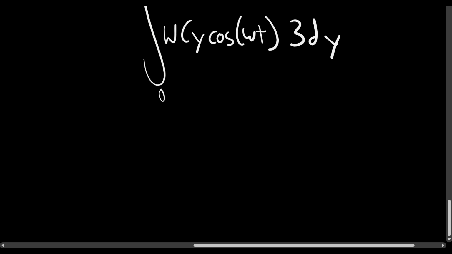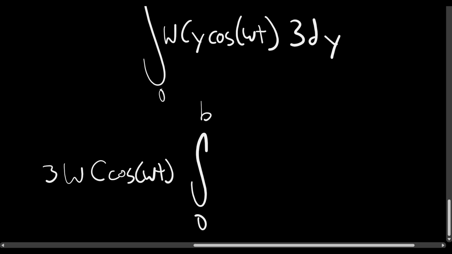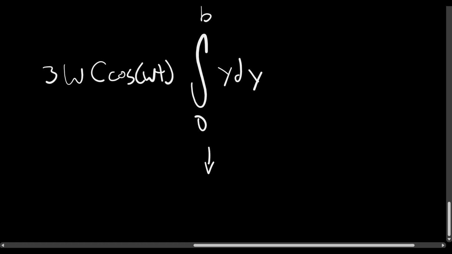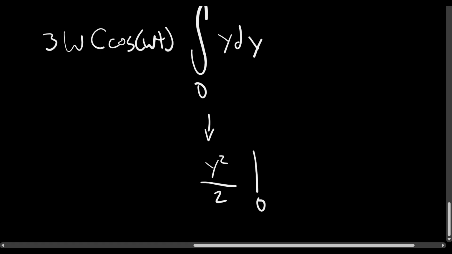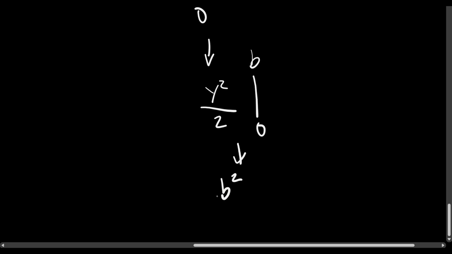Okay, well, let's pull out the omega, let's pull out the c, let's pull out the cosine omega t, and we're left with an integral, and of course a 3, 0 to b of y dy. And of course, when you take that integral, you're going to get y squared over 2, no plus c because we're in physics for now, and we go from 0 to b, which leaves us with b squared over 2.